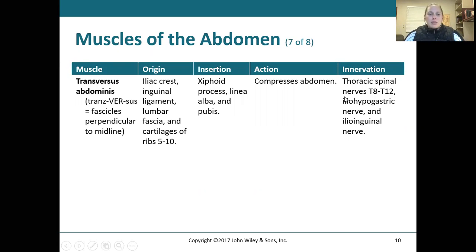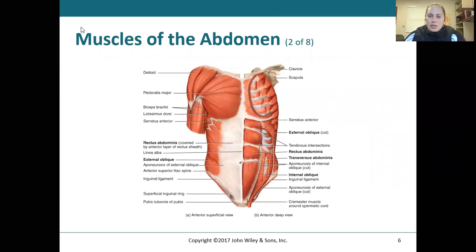Okay, the next muscle is transverse abdominis. We'll go back and look again. Transverse abdominis is right here. We can see that cross section. It's kind of hard to see because there are so many different cross sections that we're looking at here. But again, the transverse abdominis is in the lower abdomen region, the inferior abdomen region.